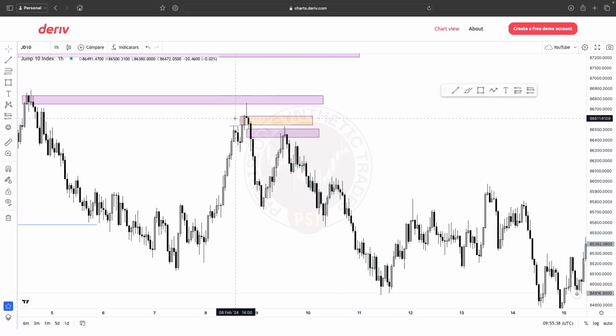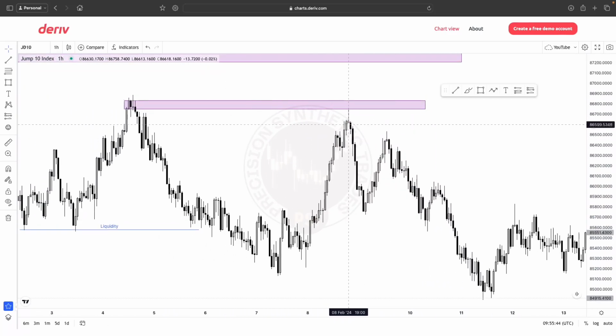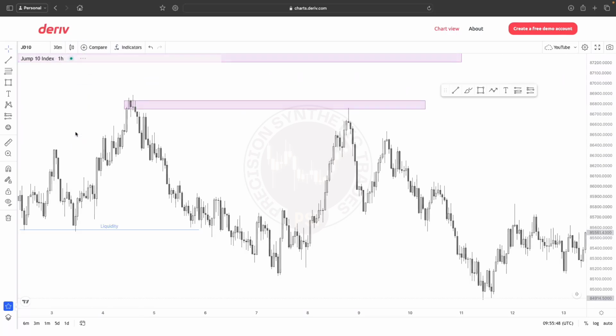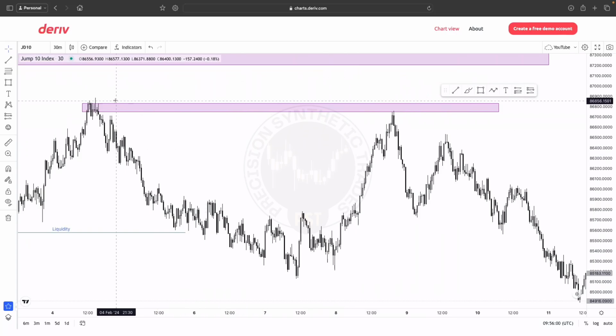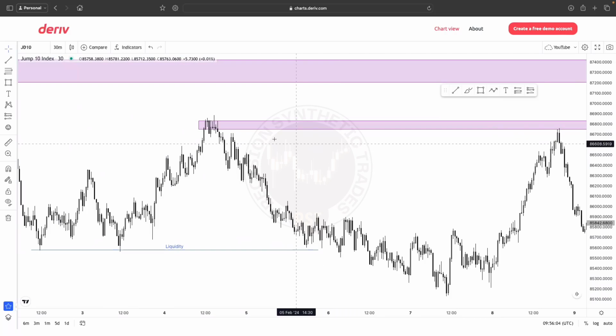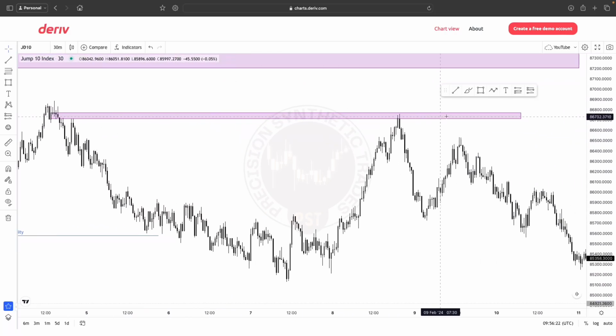Okay, so let's delete everything. Let's see, we didn't see this. Okay, price came to our point of entry. Now let's jump to the 30-minute. Let's see if we see something. Here we go. So now we can see a little bit better. So now we can refine that order block a little bit there. There we go. As you can see, perfectly it filled the order block.